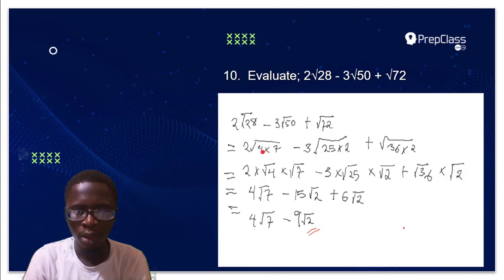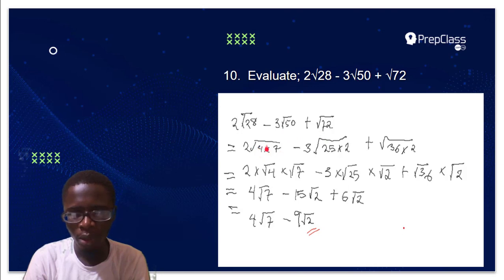28 is the same thing as 4 times 7. Here, we strategically pick a perfect square such that we can easily reduce this surd. So 4 times 7, and here we didn't just say 5 times 10, no. Strategically, we pick a number that's a perfect square. So here we have 25 times 2, and for this, we didn't just pick a number anyhow. No, we picked 36 times 2. So the aim is to make one a perfect square. The other can be anything like that, in trying to reduce the complexity of the surd.